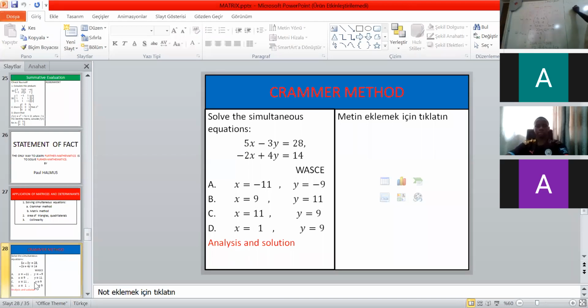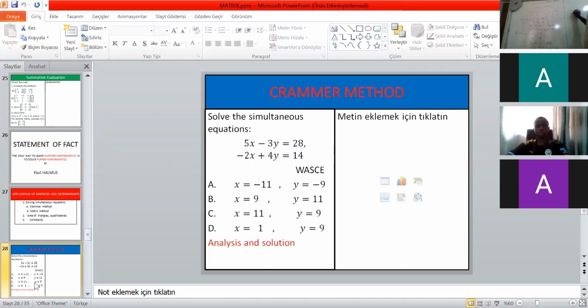Now from here, let's find the determinants. So 5, 14, minus 28, minus 2. What's 5 times 14? 5 times 4 is 20. Carry 2. 5 times 1 is 5 plus 2, 70. But minus here, watch out. Minus plus. Now 28 times 2 is what? 2 times 8 is 16. Carry 1. Then 2 times 2 is 4, plus 1 is 5.